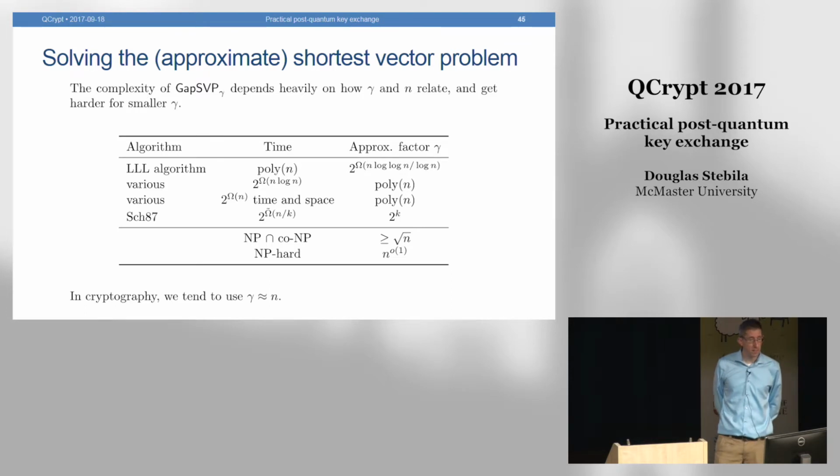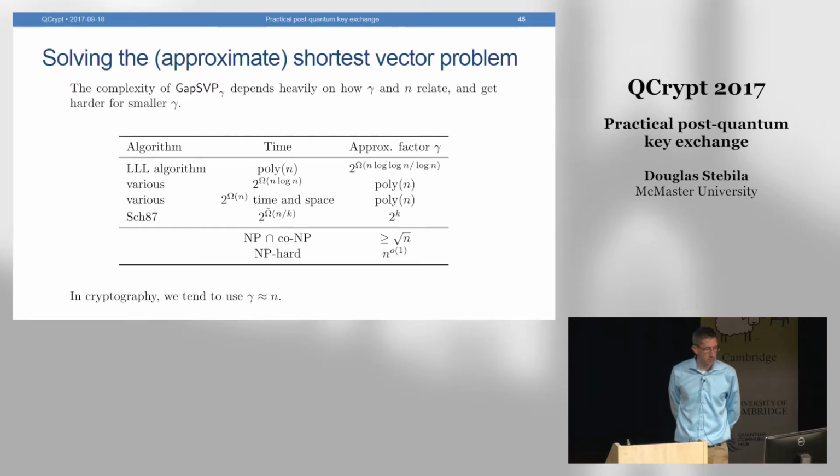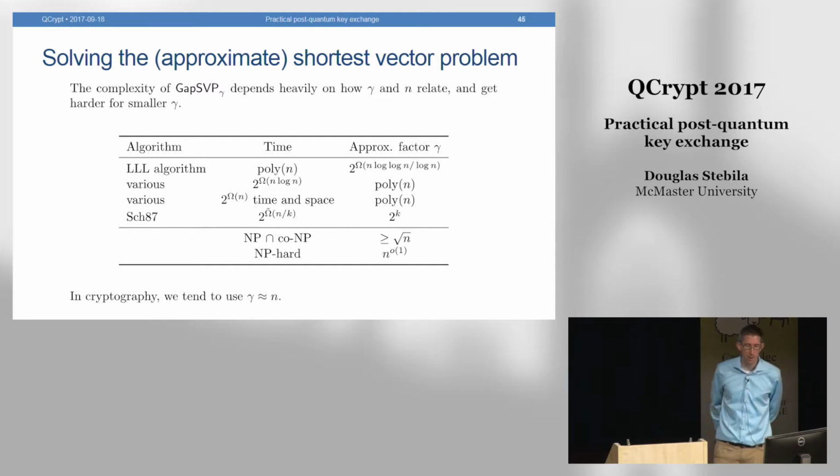We know a little bit more about the complexity of this problem. If the approximation factor has to be around square root of n, then the problem is in NP intersect co-NP. And if the approximation factor has to be sub-polynomial, then we know that the problem is NP hard. In cryptography, we end up using approximation factors around n. And so this doesn't actually put us anywhere on the slide. As is usual in cryptography, the parameters that seem to be useful in practice don't really lie in the realm where we have complexity theoretic reductions.